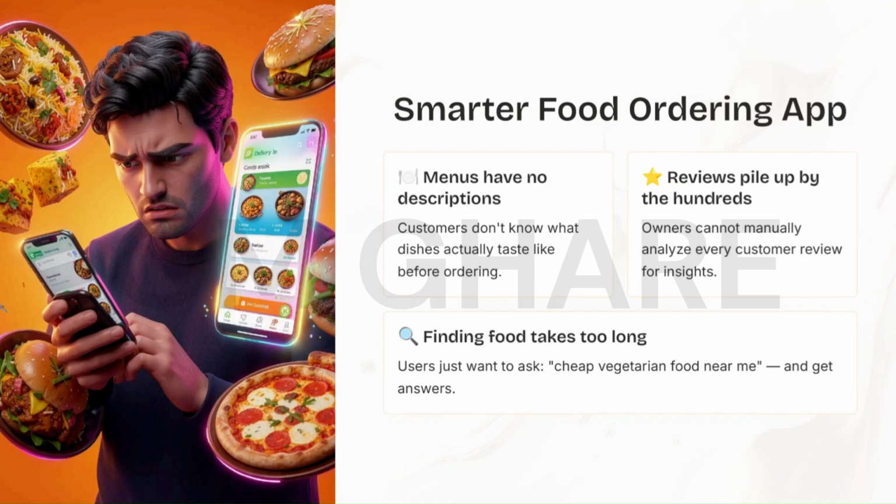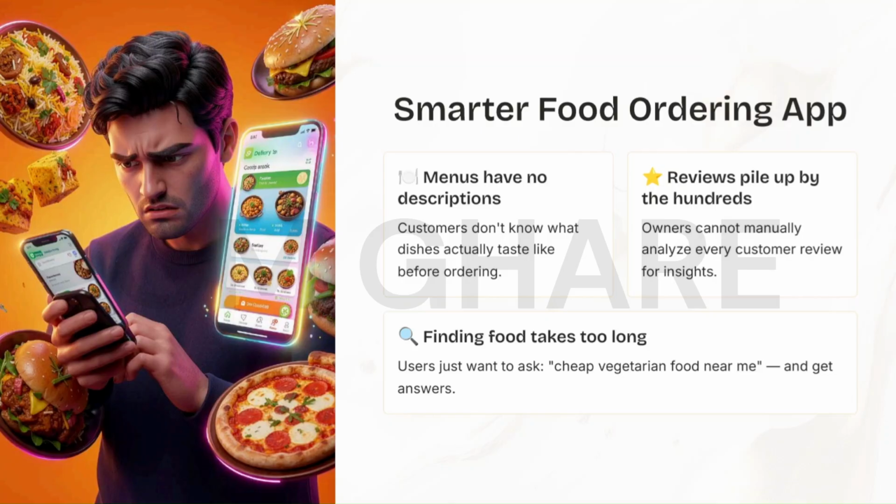The second major issue is related to the customer reviews. Popular restaurants can accumulate hundreds or thousands of reviews. While these reviews contain valuable information, restaurant owners rarely have enough time to read individual reviews manually. As a result, important customer feedback often remains hidden, making it difficult for restaurants to identify recurring strengths and weaknesses.